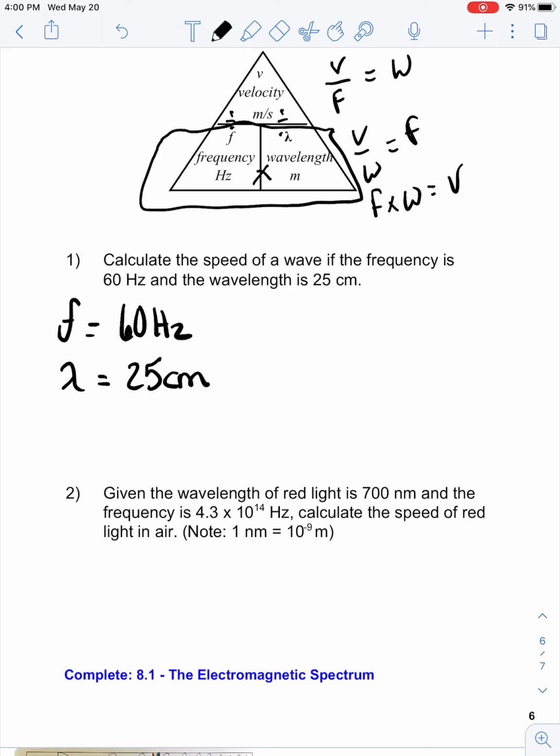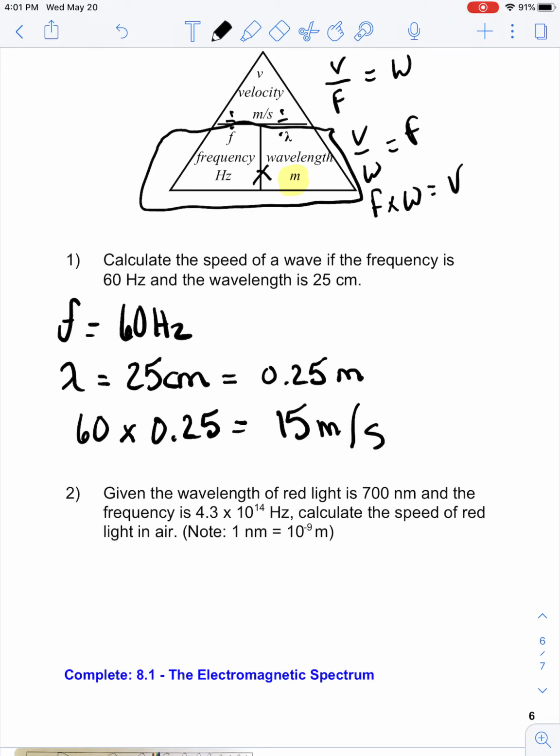This poses a problem because if you note here, wavelength is in meters. So we need to convert 25 centimeters into meters, which will be 0.25 meters because there's 100 centimeters in a meter. And then we just need to multiply. So 60 times 0.25 equals 15. And then our units are meters per second.